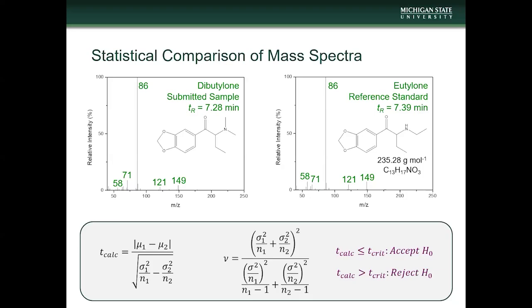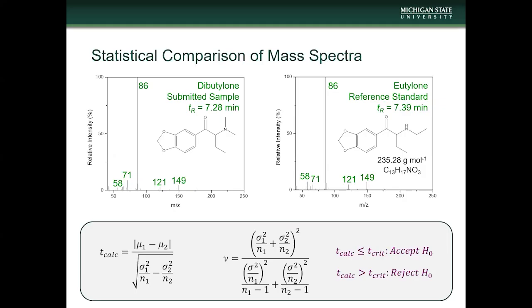So this slide just shows the calculations that are being done for these comparisons. So it's the unequal variance form of the t-test. This is the equation for the calculated t-value, where we're taking into account the mean intensity of the ion in spectrum 1 and the mean intensity of the ion in spectrum 2. And we're also taking into account the variance associated with the ion intensity.